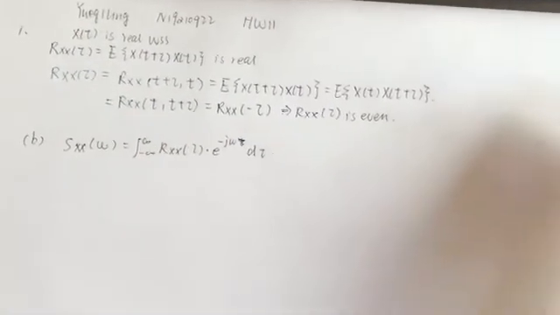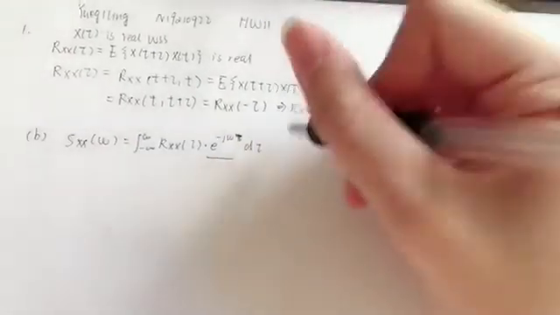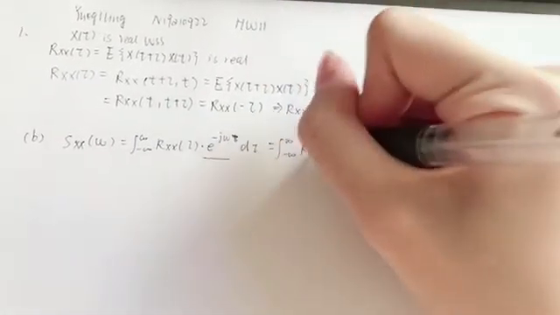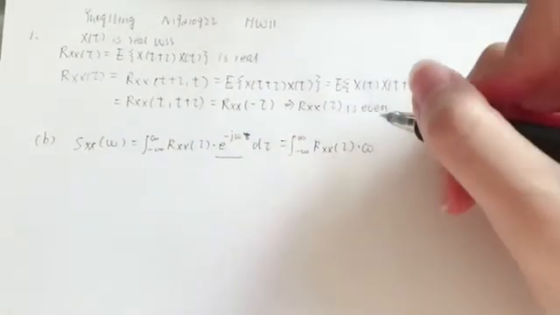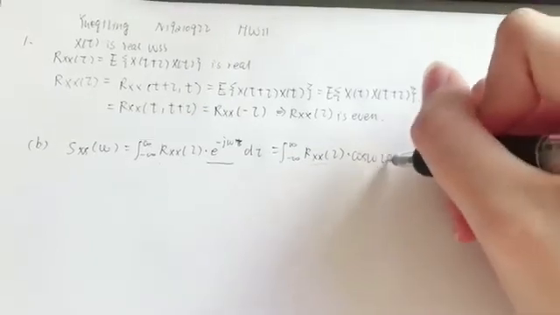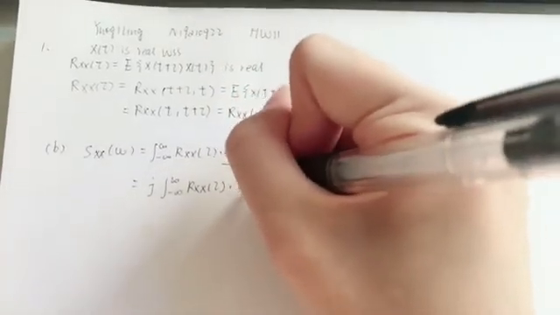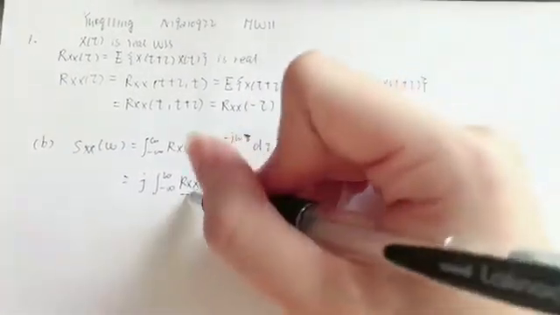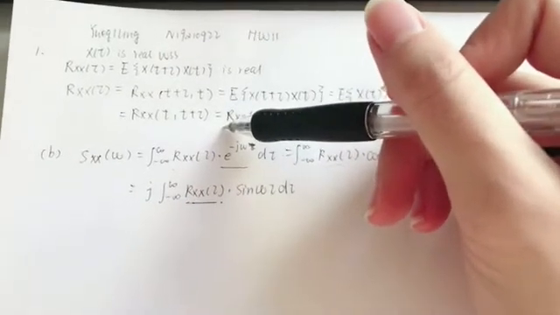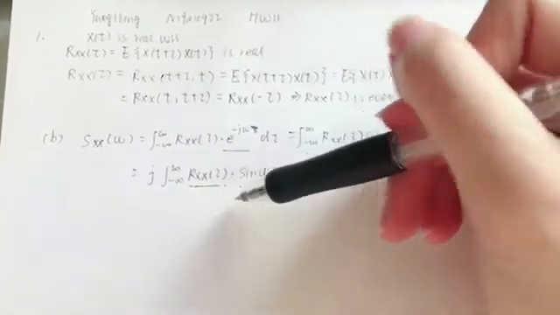This can be continuously written as follows. We can write this part using cosine omega tau. It equals the same part as before multiplied by cosine omega tau d tau, minus j times the integral of Rxx of tau multiplied by sine omega tau d tau. And this part is an even function. We proved it in the previous question, and sine omega tau is an odd function, so when this one multiplies this one, it will be an odd function.